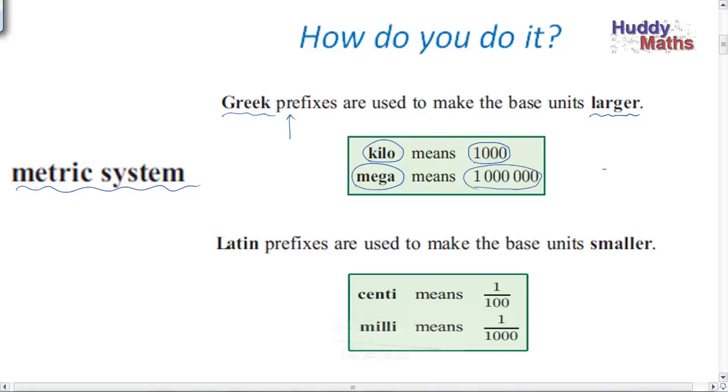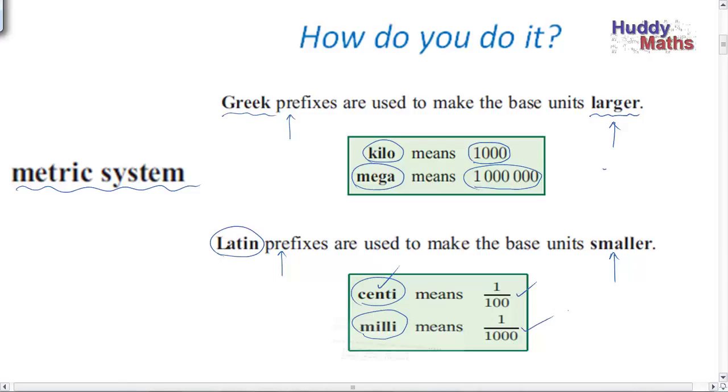Okay, so we use the Greek letters to make up bigger bundles, larger numbers, and we use the Latin letters in front, or prefixes, pre coming before. Centi means 1/100th of a metre, so it's a smaller unit. So we use these prefixes before for smaller portions. A millimetre is 1,000th of a metre. So do you get the idea?